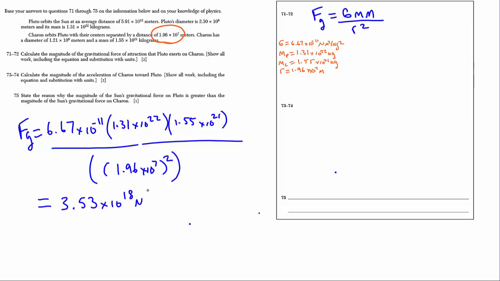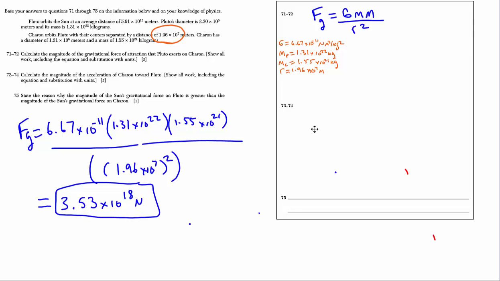If you're not getting that number, you're not doing it right. Make sure you practice this. Alright, 73, 74, we want to know the magnitude of the acceleration of Charon towards Pluto. Well, at this point, you've got to understand these forces are equal and opposite. So for 73 and 74, the force that is pulling Charon or the force that's pulling Pluto, whichever one you want to call it, it's going to be the same value. It's what you just found.